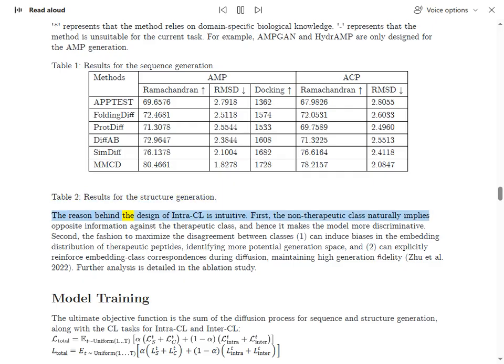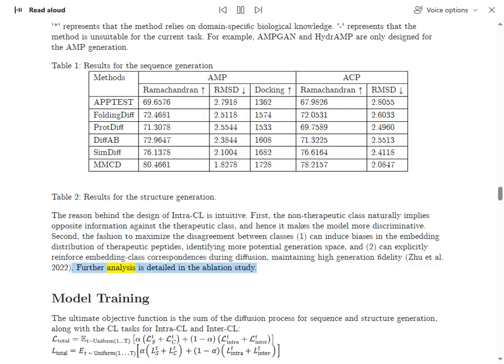The reason behind the design of intra-CL is intuitive. First, the non-therapeutic class naturally implies opposite information against the therapeutic class, and hence it makes the model more discriminative. Second, the fashion to maximize the disagreement between classes 1) can induce biases in the embedding distribution of therapeutic peptides, identifying more potential generation space, and 2) can explicitly reinforce embedding class correspondences during diffusion, maintaining high generation fidelity.